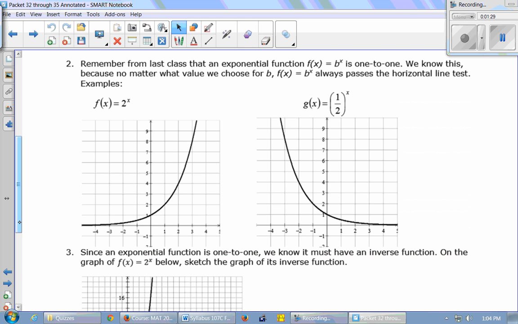Okay, so remember from last class, an exponential function of the form b to the x is one-to-one, right? So these are the two flavors, exponential growth, exponential decay. Both of them always pass the horizontal line test. Okay, so because these guys are one-to-one, we know that its inverse is also a function. It has an inverse function.